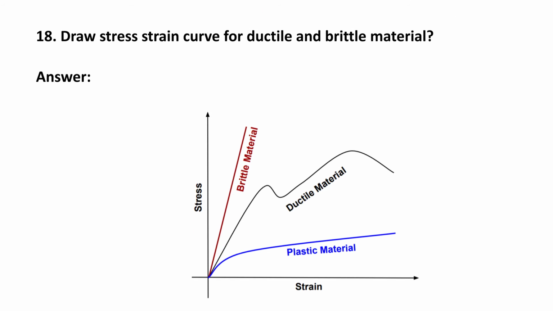Next question, draw the stress strain curve for a ductile and brittle material. Here I have drawn the curve for a ductile material and brittle material. For a ductile material, you can observe the upper yield point and the lower yield point over here. This is the ultimate stress, and this point denotes the fracture. This curve is for a ductile material, whereas for brittle material you will not observe the yield phenomena. The material will directly fracture. That is the difference between ductile material and brittle material.